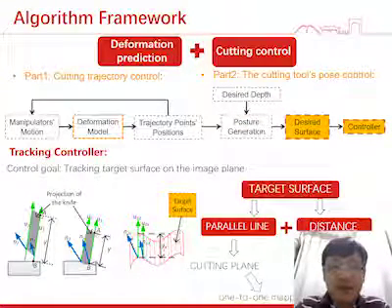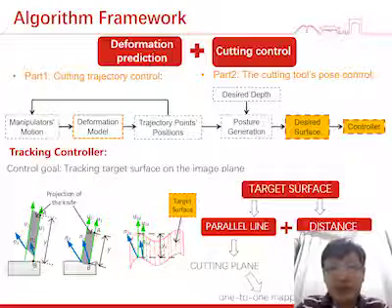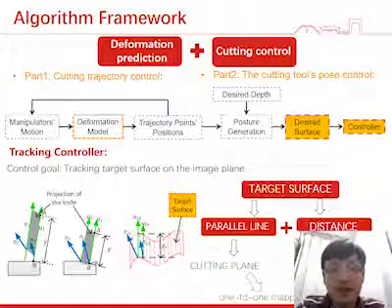Since the knife can be regarded as a plane with a fixed size, the real-time desired position of the knife can be projected onto the image plane to form a target surface. Now the cutting control task is converted to a region-based visual tracking control problem. That is controlling the knife's projection to track the desired surface in the image plane.